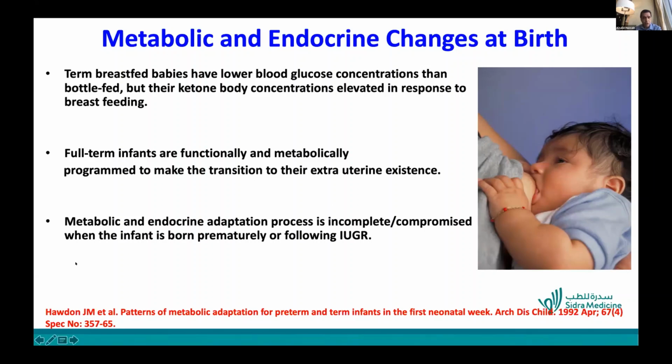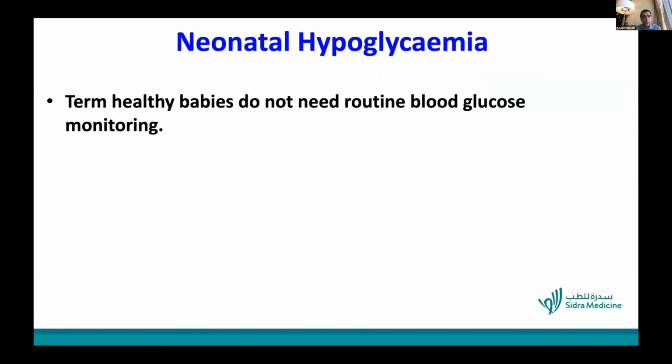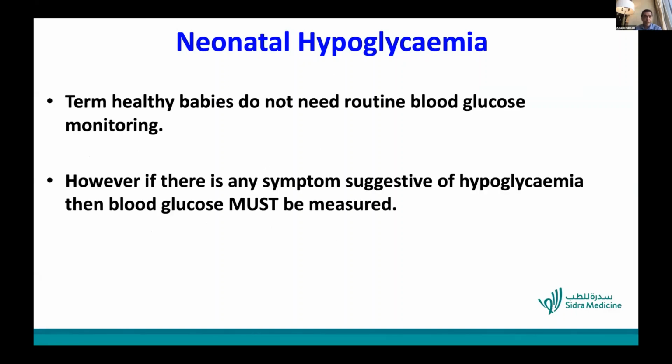And if anything goes wrong in any of the processes that I've explained, or if these processes are incomplete or not developed properly, then of course you're going to get hypoglycemia. This is typically seen, for example, in the premature or the IUGR baby. Currently, term healthy babies do not need any routine monitoring. However, please remember, for all the junior doctors that are listening, if there are any symptoms suggestive of hypoglycemia, you must measure the blood glucose concentration.